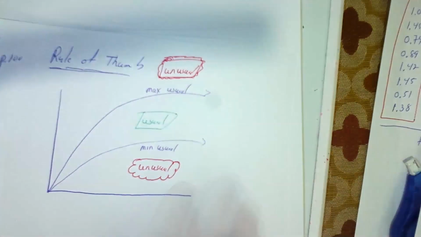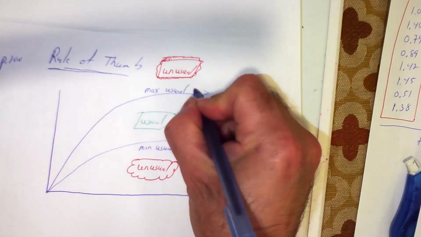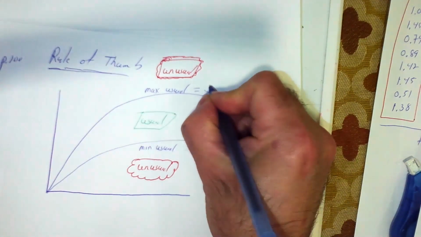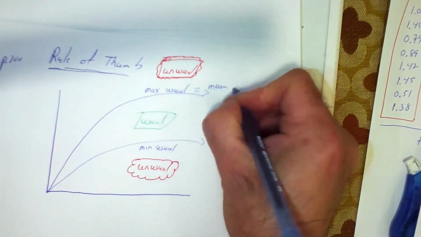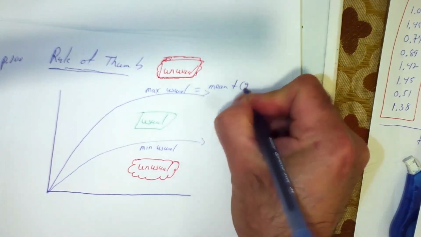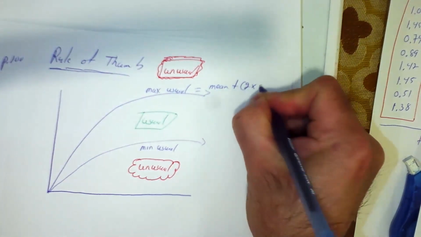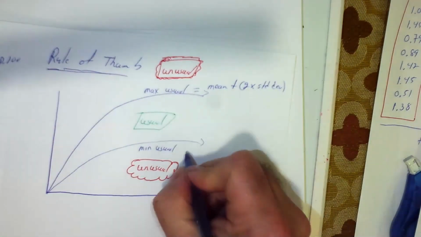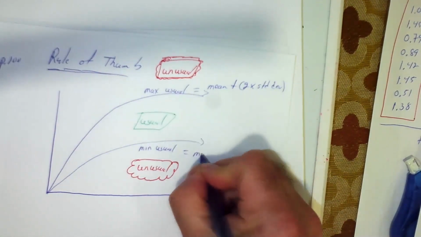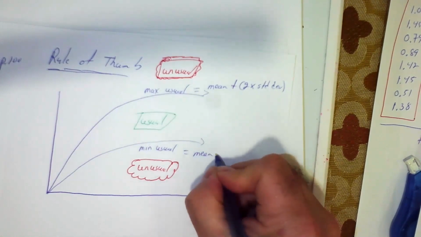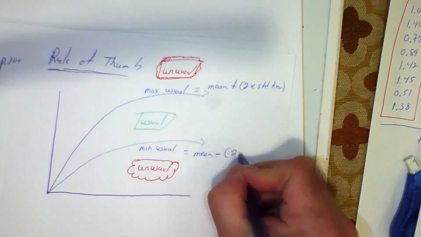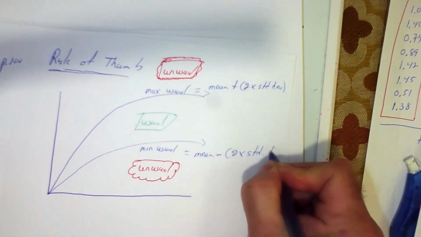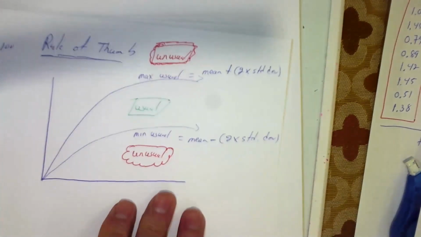Okay, cool. Let me give you the formula for it. The max usual is the mean plus 2 times the standard deviation. The minimum usual is the mean minus 2 times the standard deviation. That's the formula.